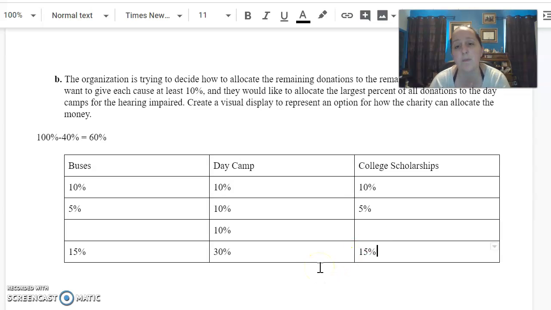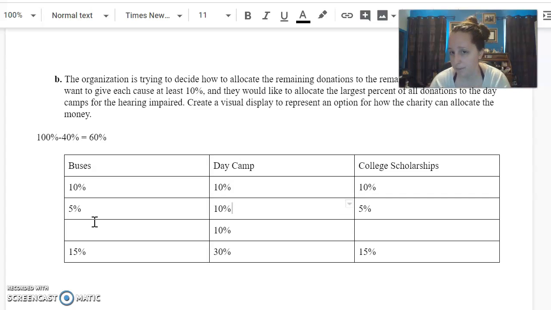Again, you don't have to do it that way. You could do a bunch of different other ways to do this, as long as they each all get at least 10%, because that's what it asked for in the problem. Each cause is at least 10% right there. That's why I started with the 10% for each of these. But I could have just said that the buses and the college scholarships each only get 10%, and everything else goes to the day camp.